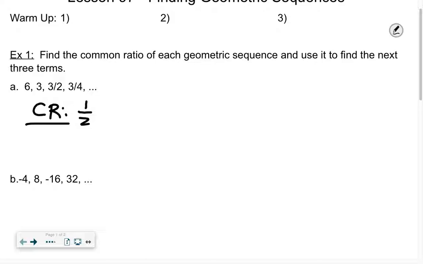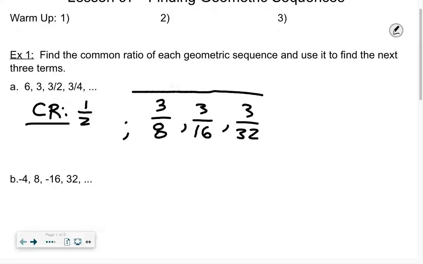Let's go ahead and find the next 3 terms. What would the next term be? Well, 3 fourths times a half will get us 3 eighths, 3 sixteenths, 3 32nds.